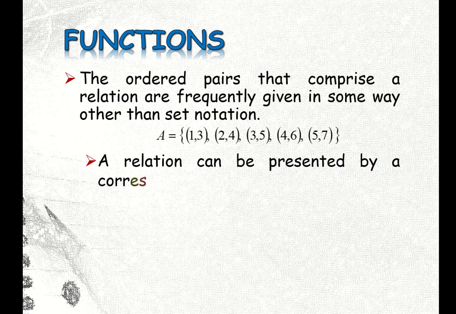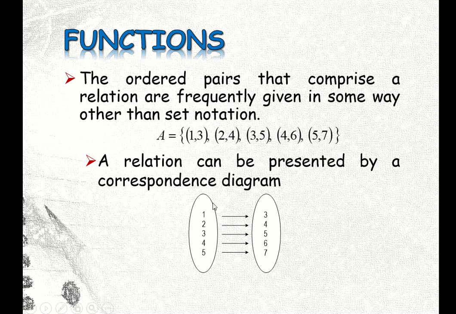The same relation can also be presented by a correspondence diagram, wherein one group is for the domain and another group of elements for the range, like in the diagram below. One group contains all the first elements of the ordered pairs in the set, and the second group contains all the second elements of the ordered pairs in the given set.